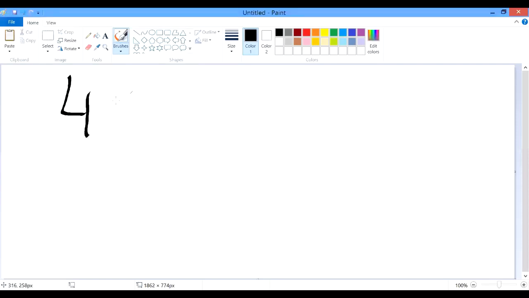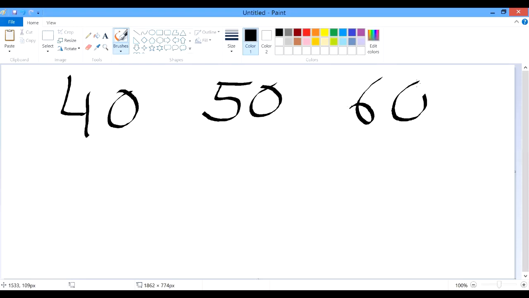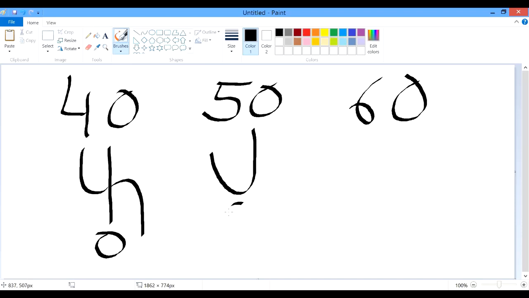So now 40, 50, 60. So 40 actually looks like 4, and then the 0. And then 50, and 60, with ga. It looks like ga. And then this is 40, 50, 60.